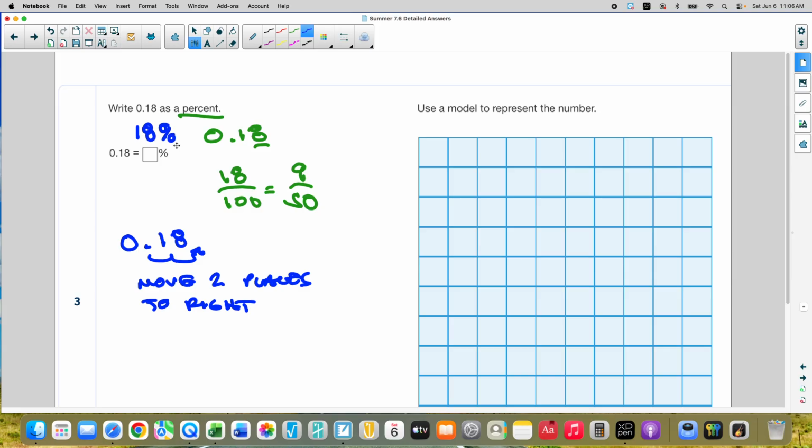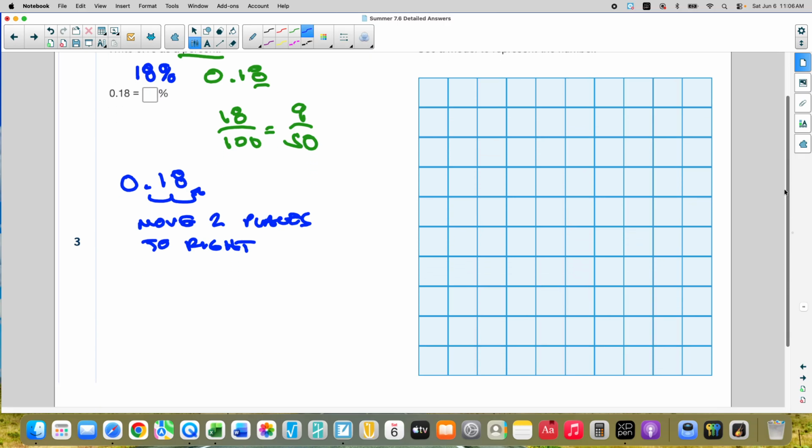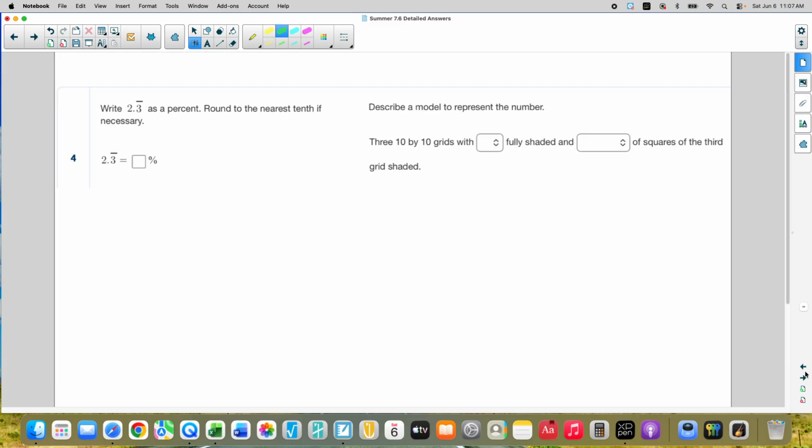And that is 18 out of 100, so we would shade 10 and then 8 more blocks. So that would be the representation of 18% of this shaded, or 18 over 100. All right, let's see here.